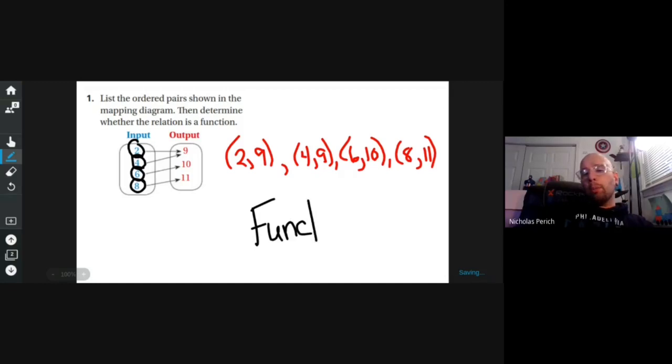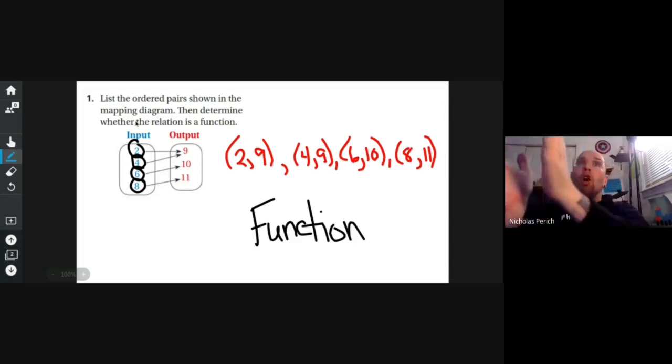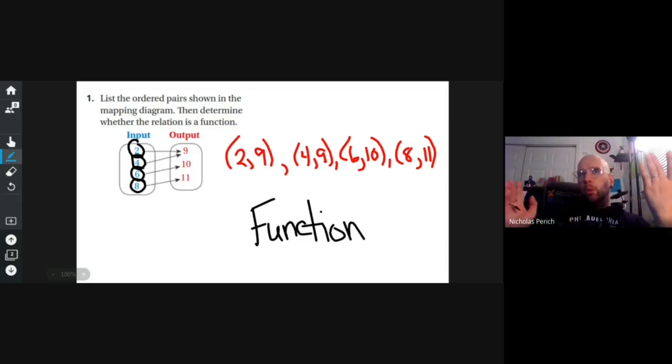It will not be a function if I had an x value, which is 2, 4, 6, and 8, or an input or a domain that splits off and goes into 2 things. That's when it would be a problem. But we don't have that problem.